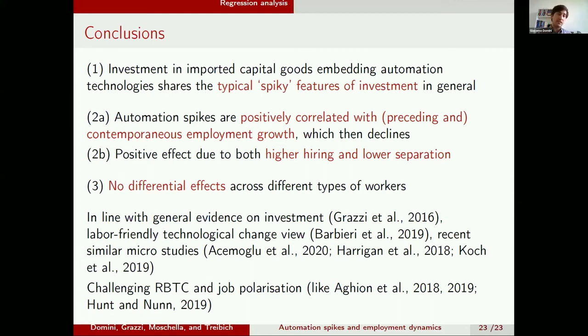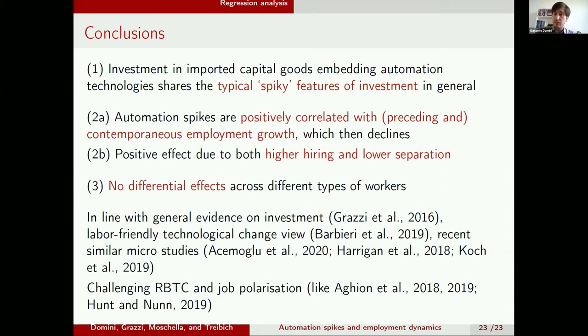So to move to the conclusions, our paper shows that investment in imported capital goods embedded in automation technologies shows the typical spiky features of investment variables in general. We show a positive correlation with preceding and contemporaneous employment growth, which then declines. This is driven both by dynamics in the hiring rate and in the separation rate. Instead, we do not find differential effects across different types of workers.